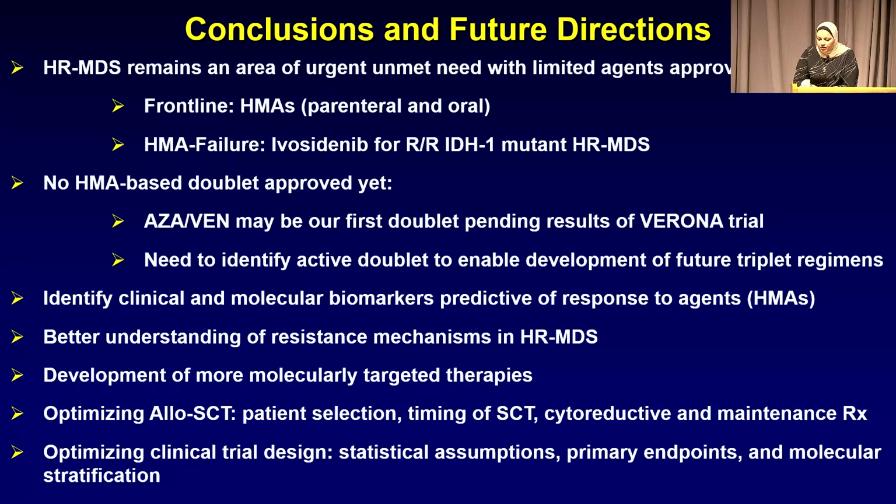There are still several areas of active research on higher risk MDS, which include identifying clinical and molecular biomarkers predictive of response to agents, including HMAs, better understanding of resistance mechanisms in higher risk MDS, the need to develop more molecularly targeted therapies with the hope of improving outcomes, optimizing transplant with regards to patient selection, timing of transplant, and the need for cytoreductive and maintenance therapies, and optimizing clinical trial design, including statistical assumptions, primary endpoints, and molecular stratification.